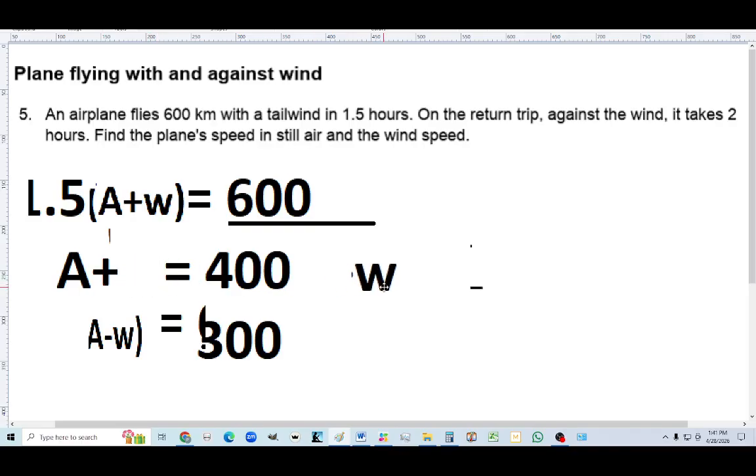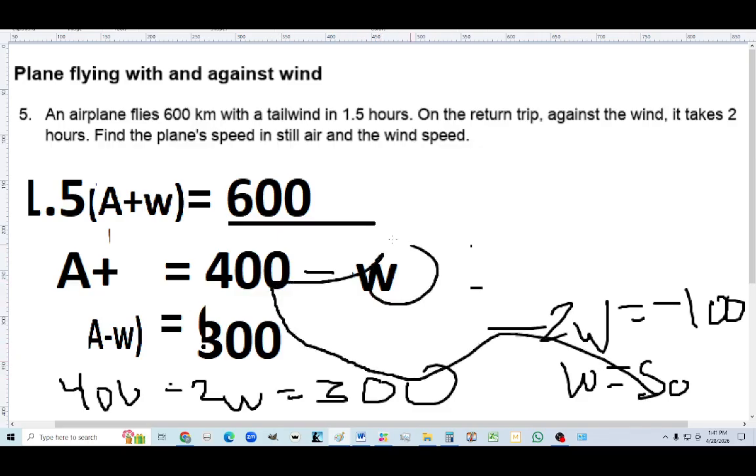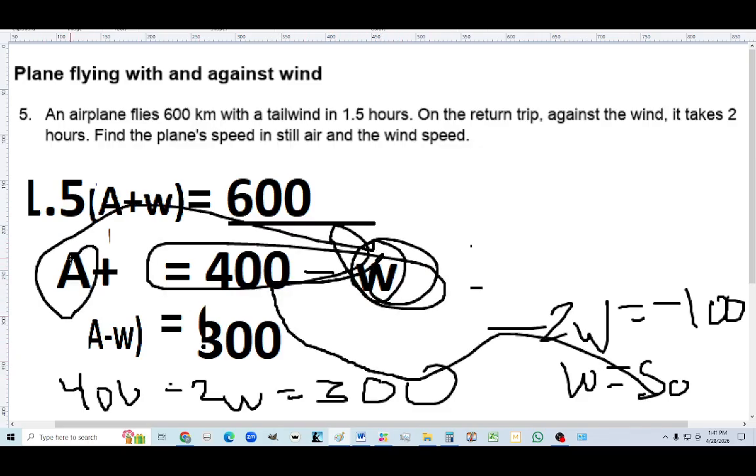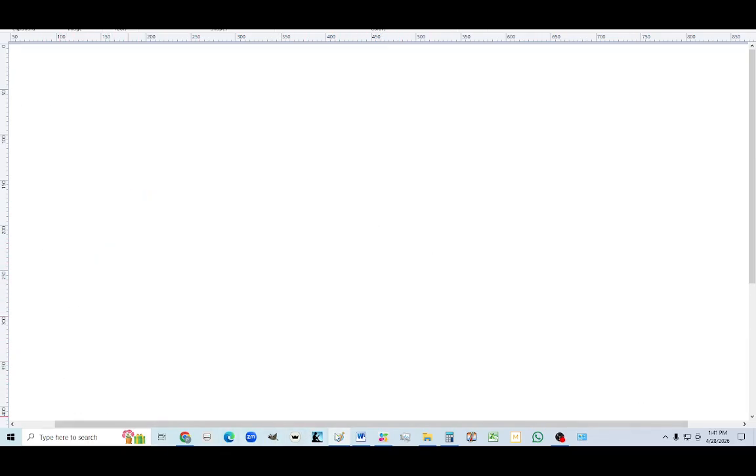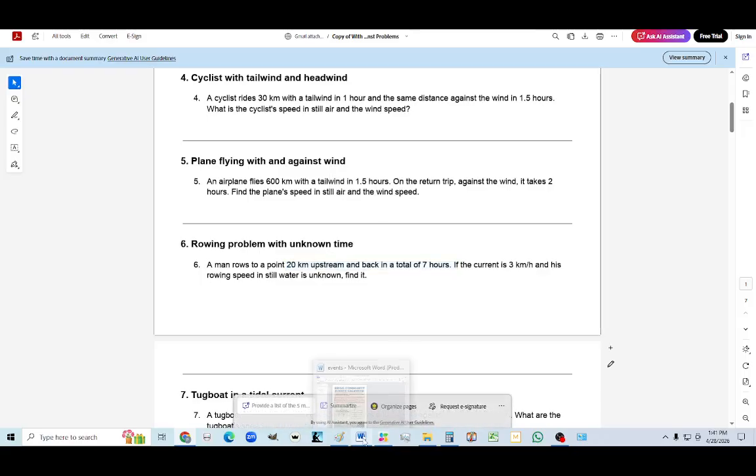So substitution would be A is equal to 400 minus W, and you stick it in when you see A here. 400 minus W is minus 2W equal to 300. Subtract 400 from both sides. Minus 2W is equal to minus 100. Divide by minus 2. Wind is equal to 50. Put it back into your equation here. 400 minus 50 is airspeed 350. Number 6 is where we get into something different, because suddenly they're talking about a total time, which means you have to add 2 separate equations, which makes it hard.